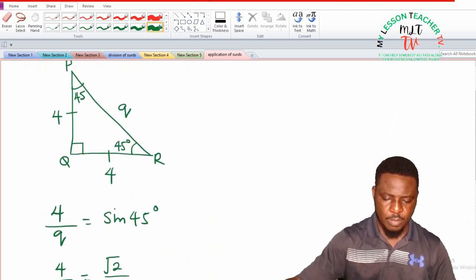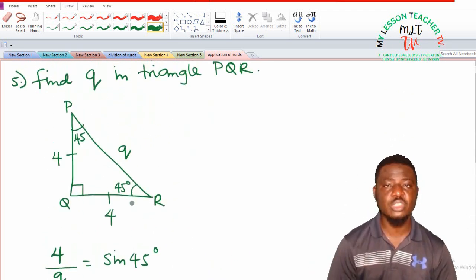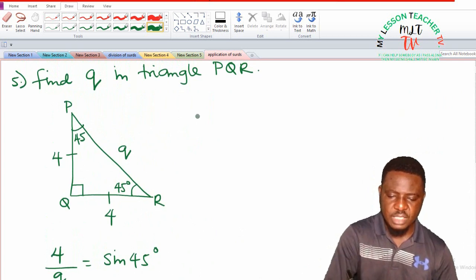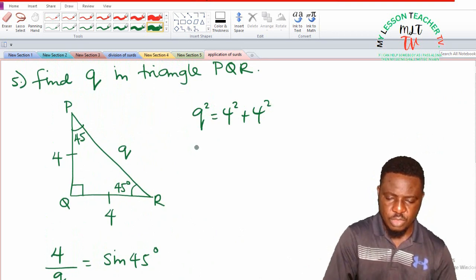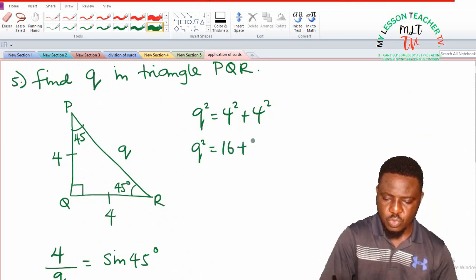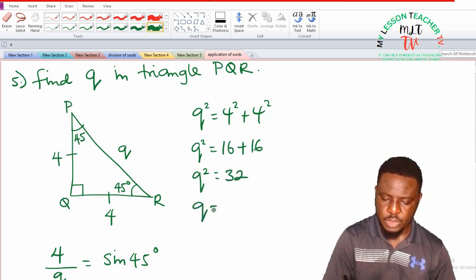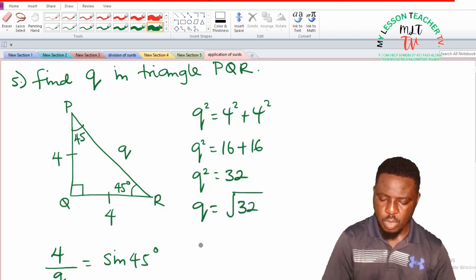You can also use Pythagoras theorem in solving this. For we have it that Q squared is equal to 4 squared plus 4 squared. This gives us Q squared is equal to 16 plus 16. So our Q squared is equal to 32, while Q is the square root of 32.